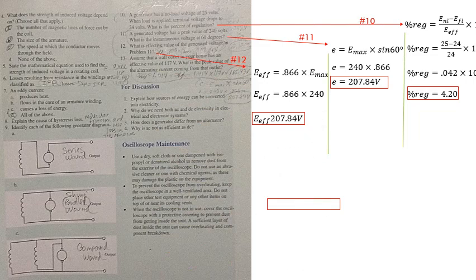Question 12. What is the effective value of the generated voltage in problem 11? For this, we use the formula: voltage effective equals 0.707 times voltage max. In this case, it is 0.707 times 240 volts, which is equal to 169.68 volts.